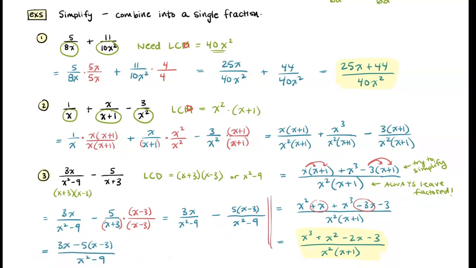Okay. So in the numerator, we kind of want to distribute this -5 right through the parentheses. So 3x minus 5x, now plus 15. And we do have some like terms. We've got 3x minus 5x. Okay, so it's -2x plus 15 over x squared minus 9. There we go. We've got a single fraction here. And so we accomplished what we set out to accomplish, a single fraction.